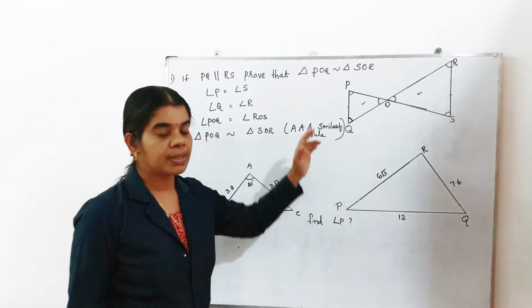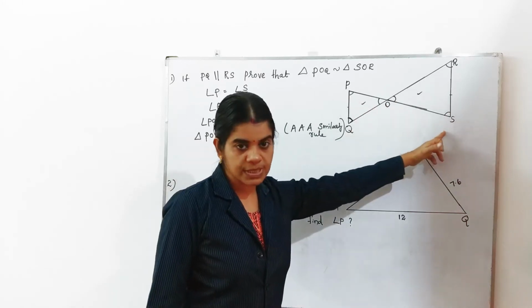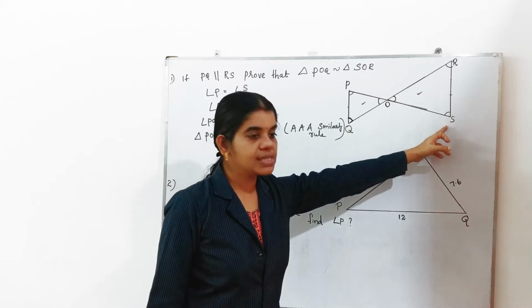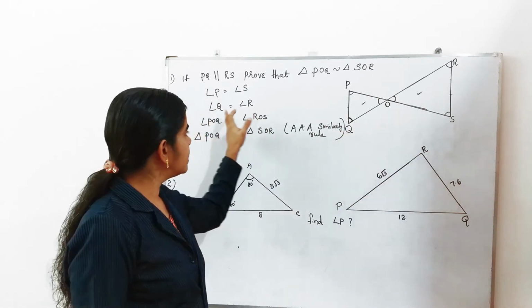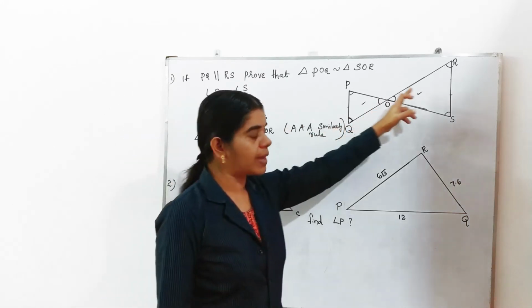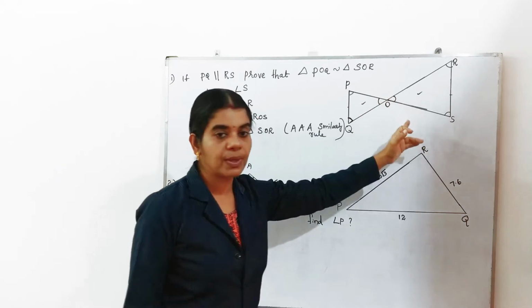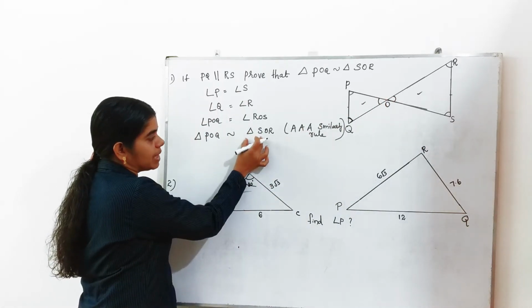Once again, PQ is parallel to RS, PS is a transversal, then angle P is equal to angle S, alternate interior angles. Then again angle Q is equal to angle R, that also alternate interior angles. These two angles, vertically opposite angles, angle POQ is equal to angle SOR.